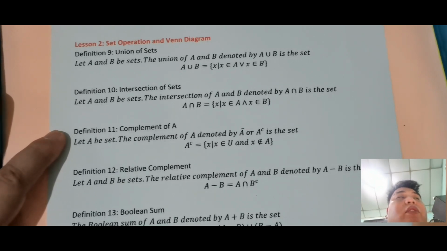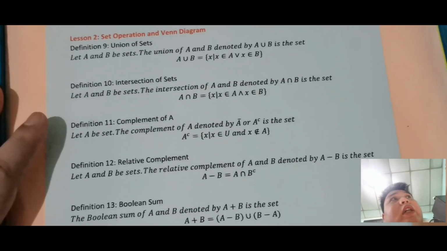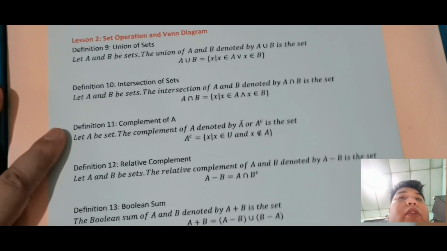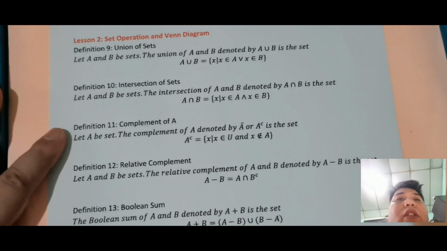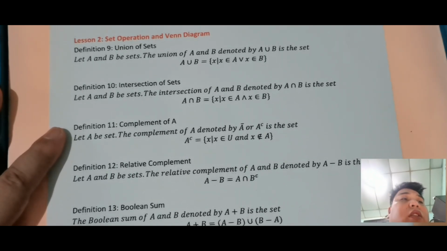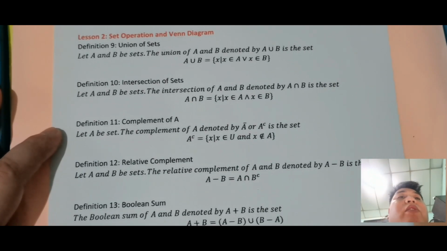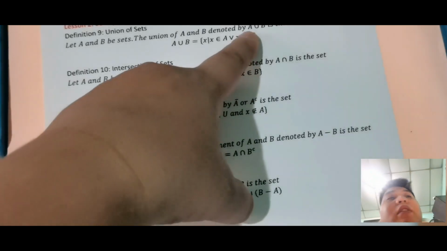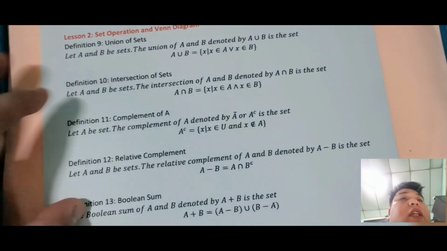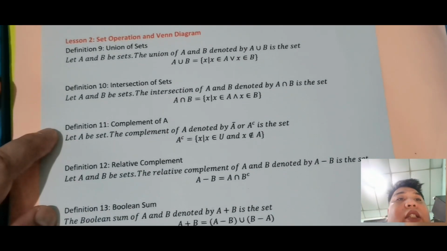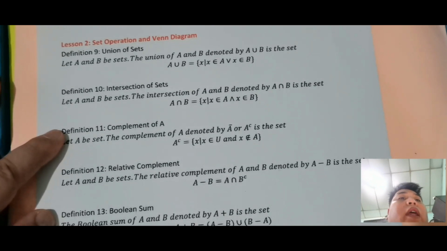So, kung naalala nyo again, power set, nag-end tayo sa definition number 8, that is power set. So, continue lang natin yun kasi nga, sunod-sunod lang naman sila, magkakonekta sila. So, definition number 9, so that is the union of sets. So, let A and B be sets. Then, the union of A and B, denoted by that symbol, is the set A union B equal to X such that X is an element of A or X is an element of B.